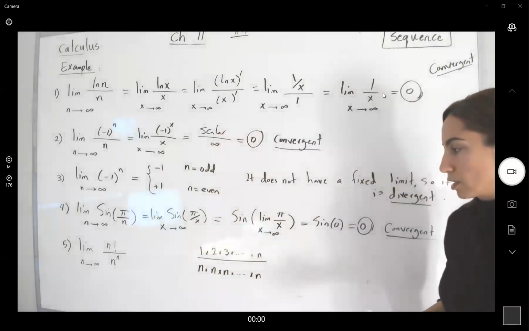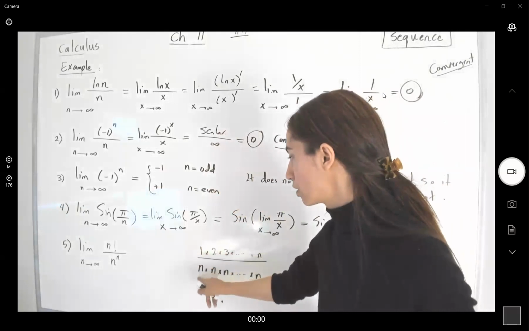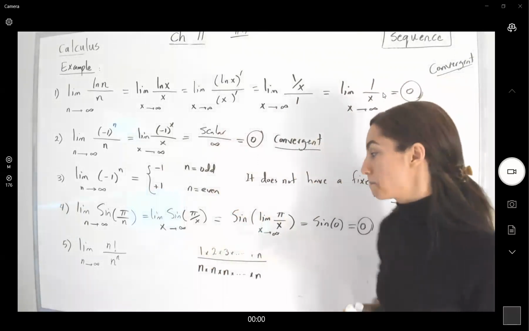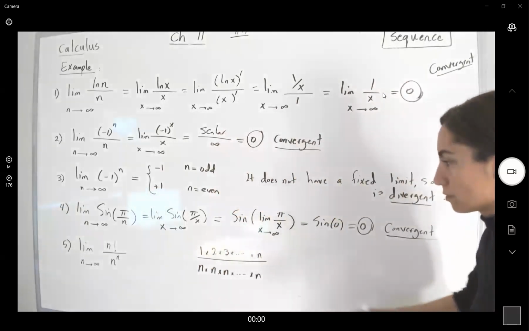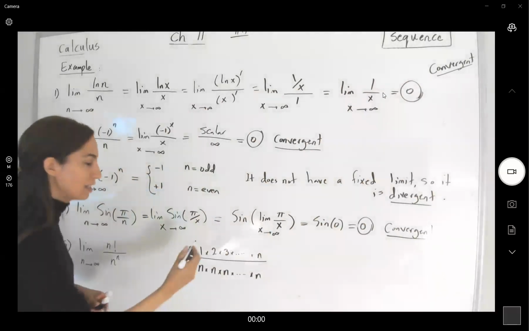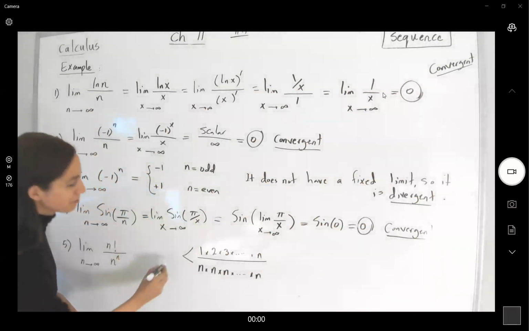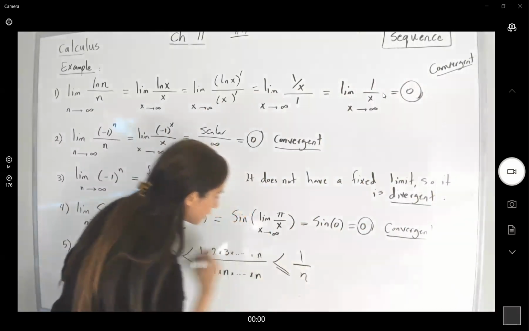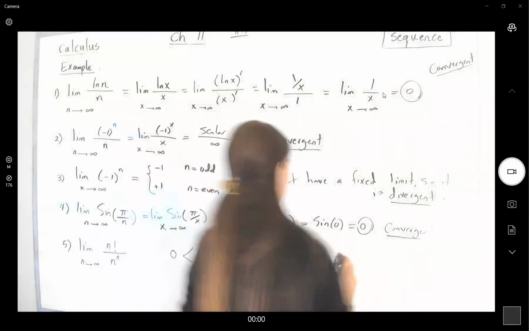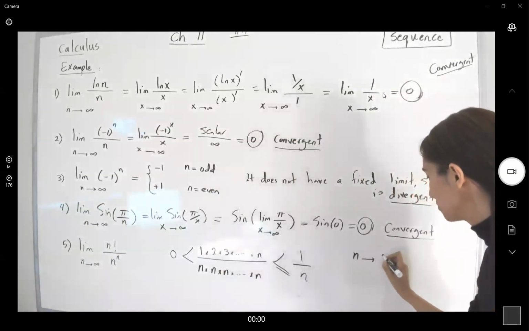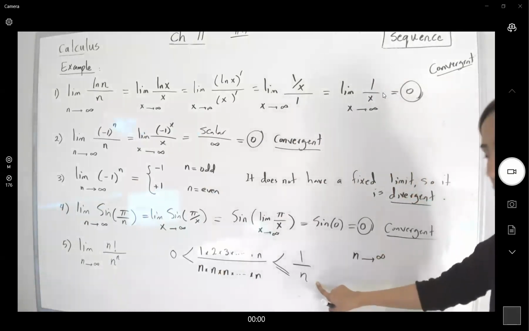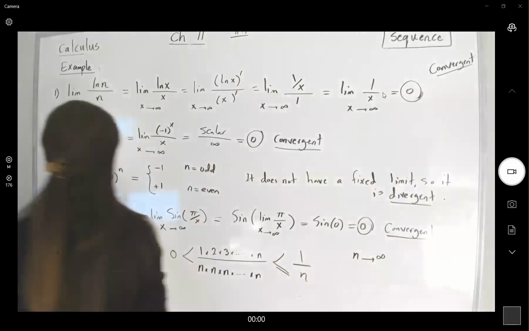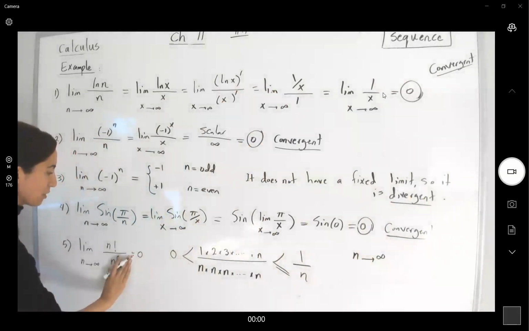We can separate these as 1 over n times 2 over n times 3 over n up to n over n. So this fraction is sandwiched between 0 and 1 over n. As n approaches infinity, the limit on the right is 0, the limit on the left is 0, so I claim that this limit is equal to 0.